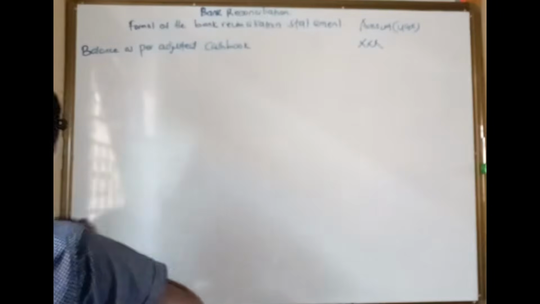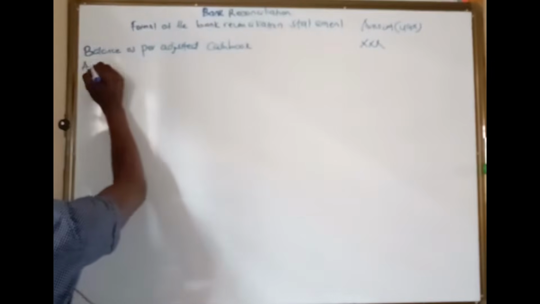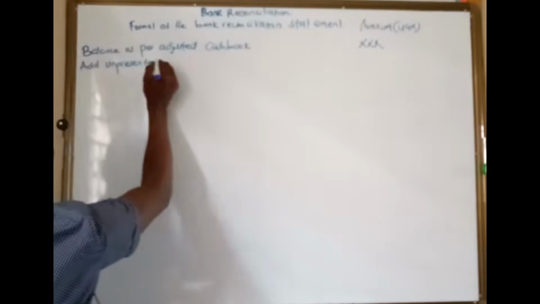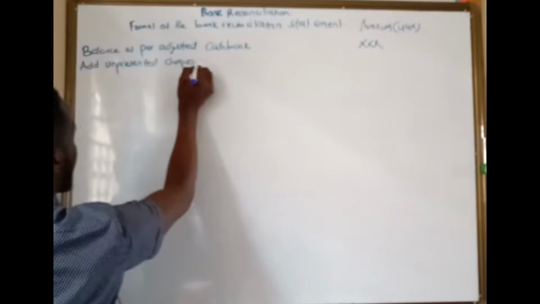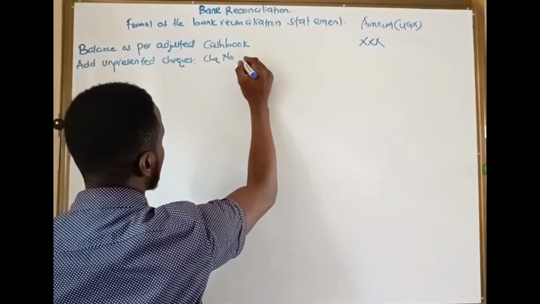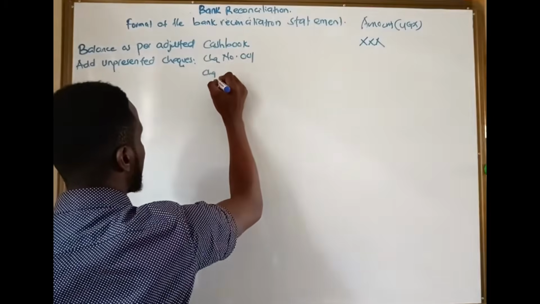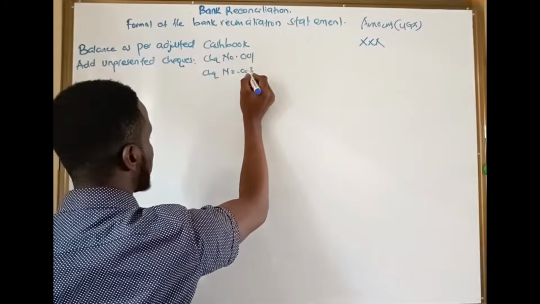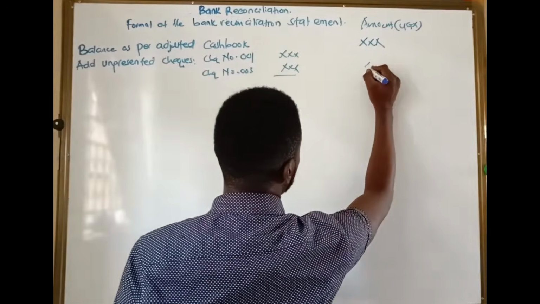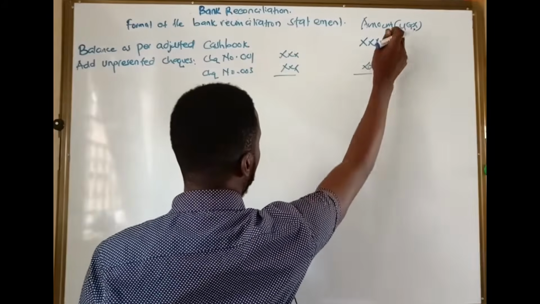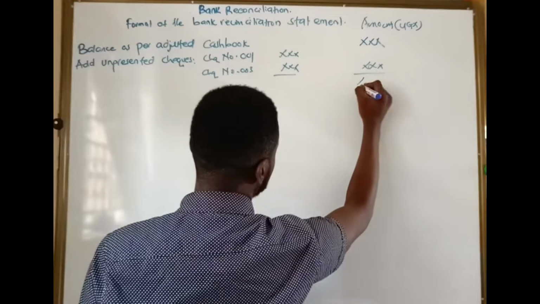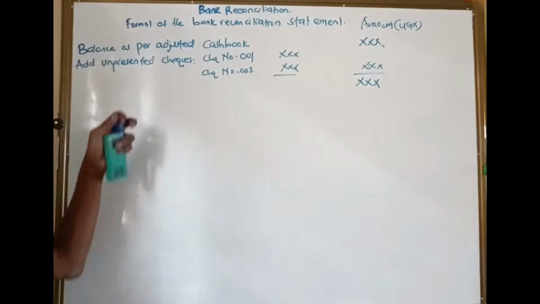Then after that, we come and say add unpresented checks. Why are we adding unpresented checks? For example, they can be check number 001, check number 003. Let me say that. So we have the amounts here. Then we come with the final figure here. So we add it, we had the balance per adjusted cash book plus the unpresented checks.